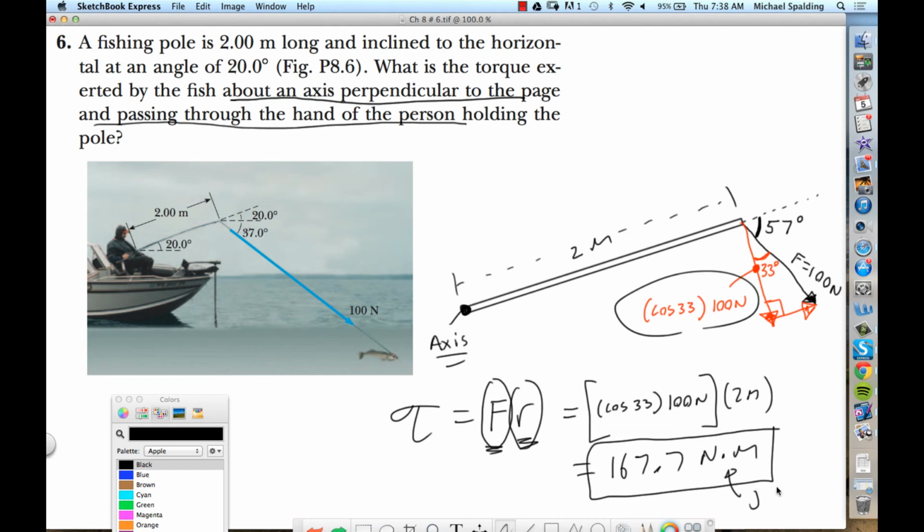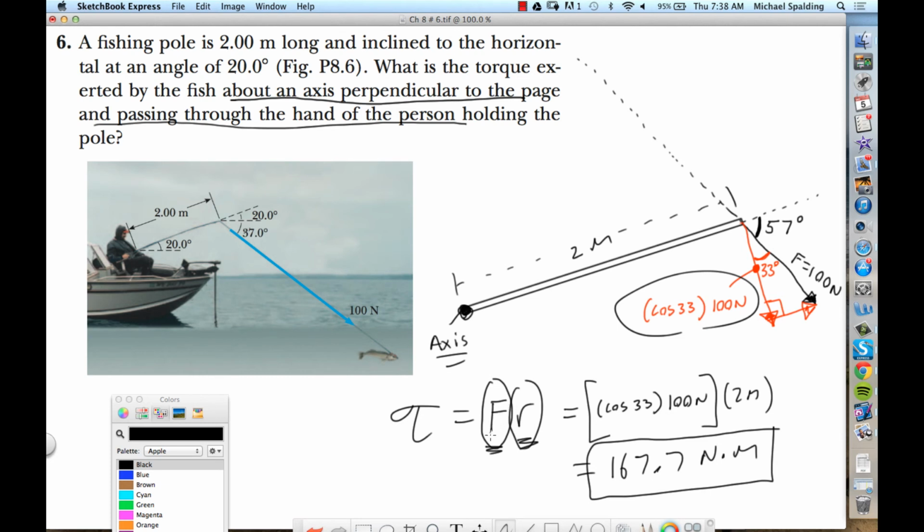Okay? All right, now look. There's another way we could have done this. We could have made the distance perpendicular to the force. So let me just show you that way. To do it that way, what you do is you extend the force, like that. Then you can draw a perpendicular distance to it.